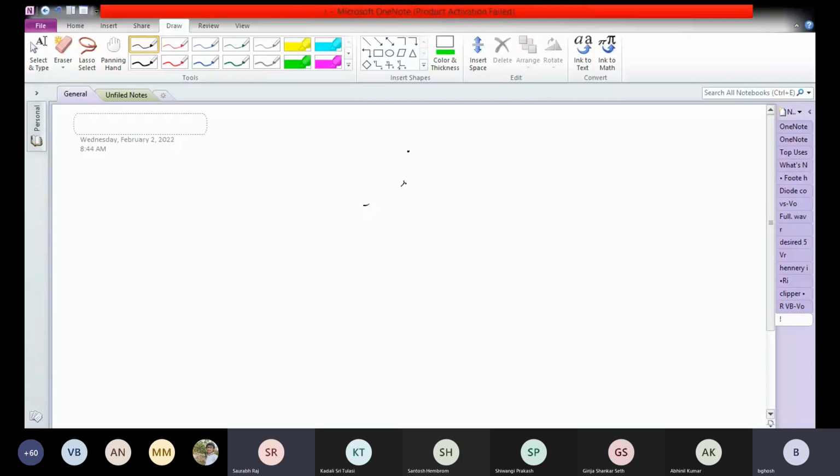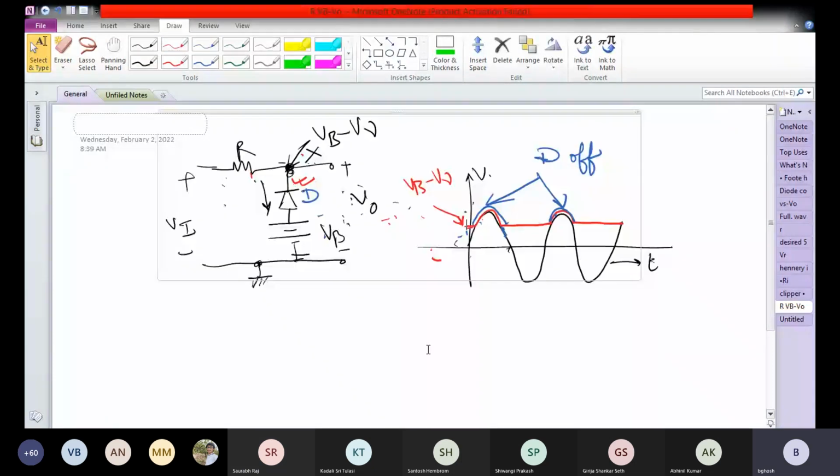So the horizontal line was showing D on, right? Yes, yes. Sorry, I forgot to tell you that. So let us mark it in green. So this is this part.